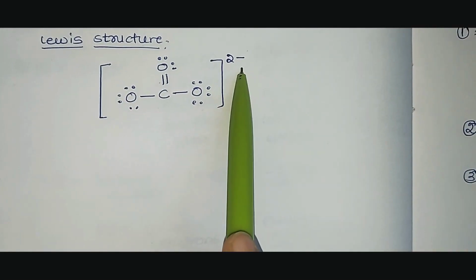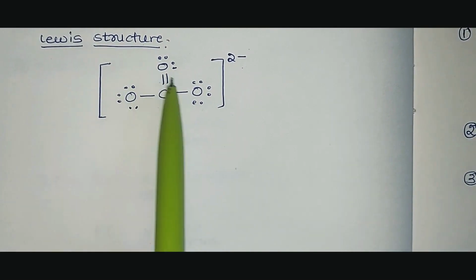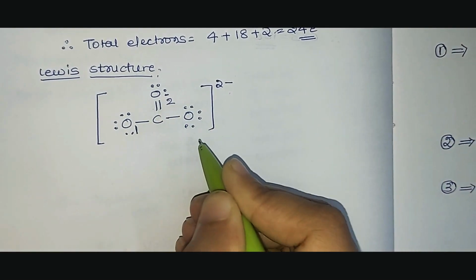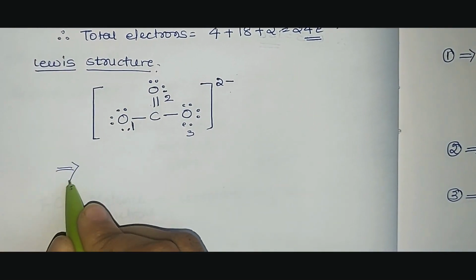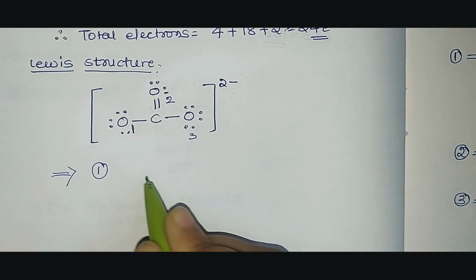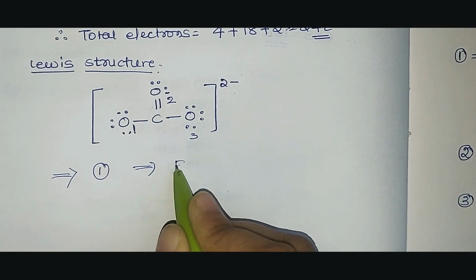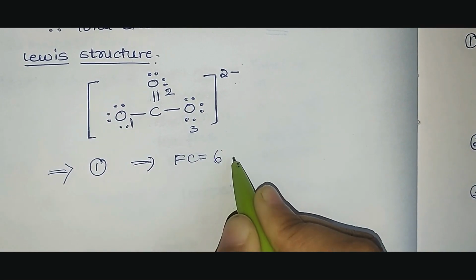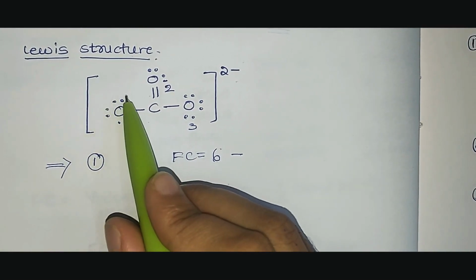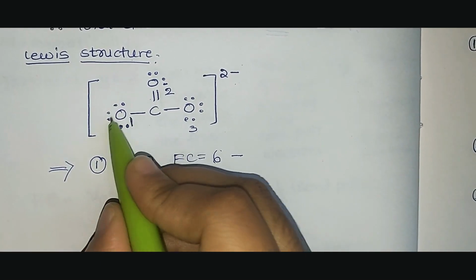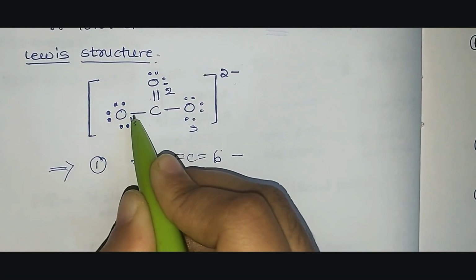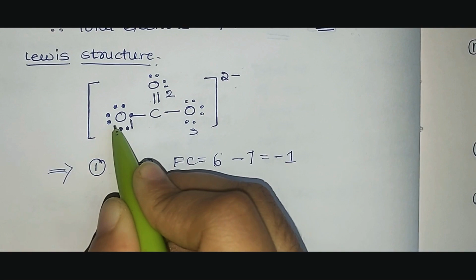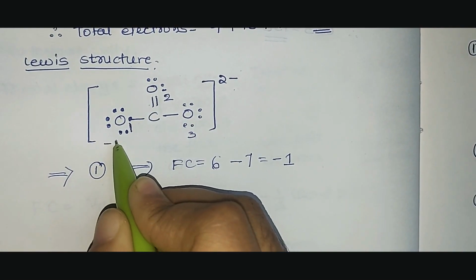Now the overall charge is minus 2, and we need to know the formal charge on each atom. So let us number the oxygen atoms again, 1, 2 and 3. Quickly we'll apply the formula we used in the previous example. With respect to the first oxygen, formal charge is equal to valence electrons in free atom. Oxygen has 6. In this Lewis dot structure, how many electrons do we have? 1, 2, 3, 4, 5, 6, and near this oxygen 1, that is 7. So 6 minus 7 is equal to minus 1. That means one of the minus charges is contributed by this oxygen.